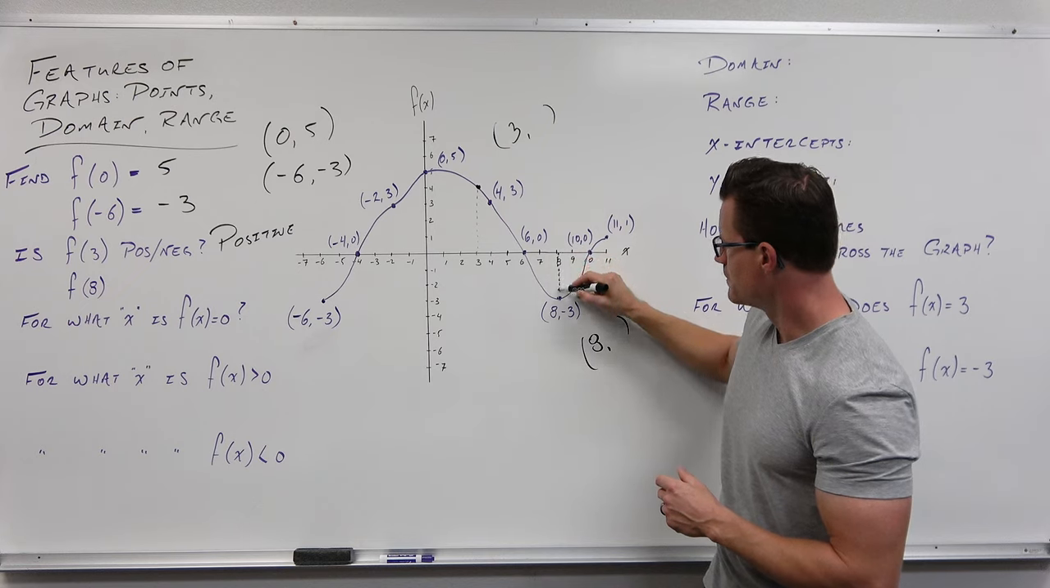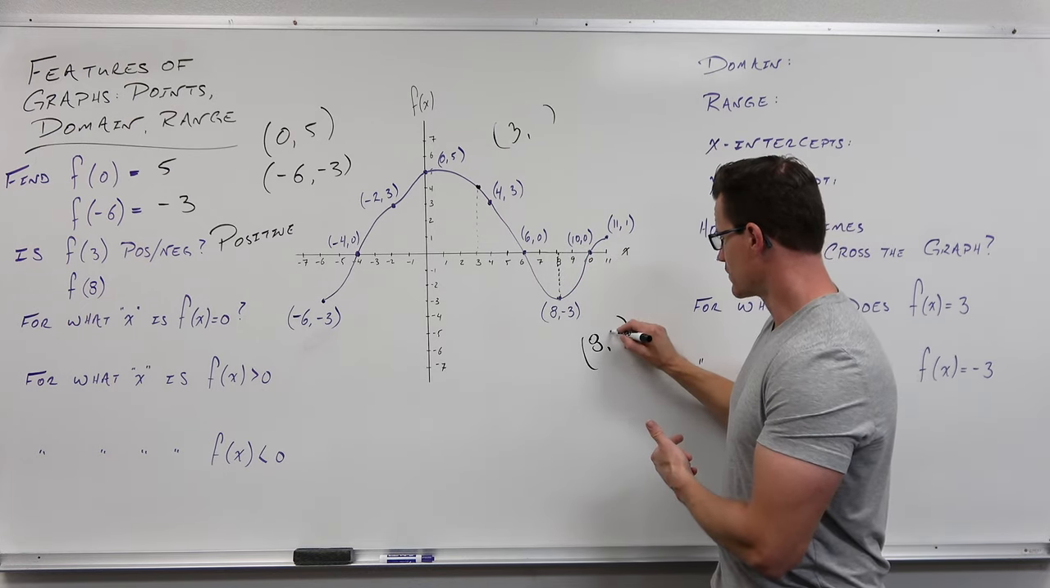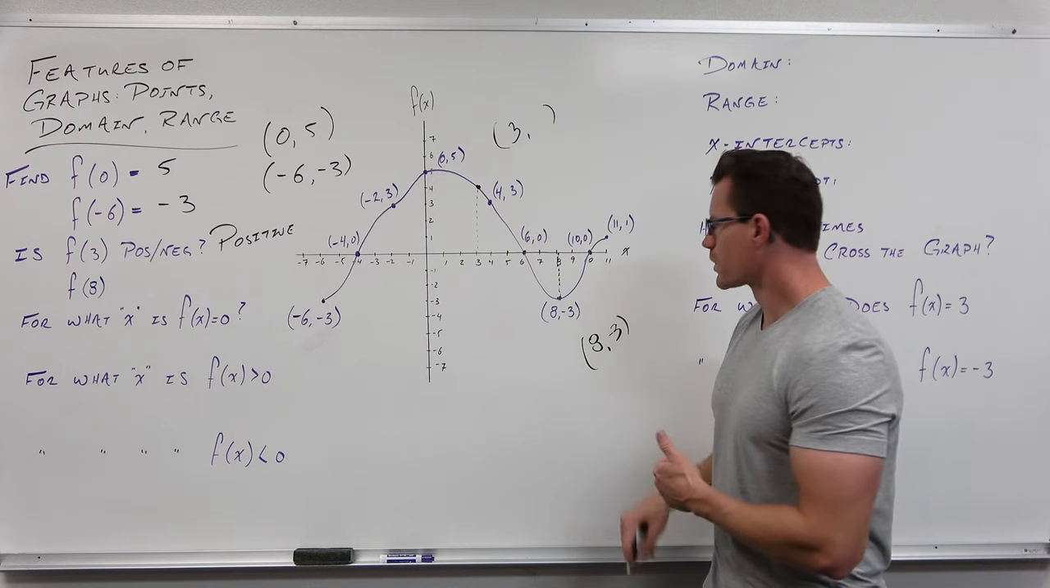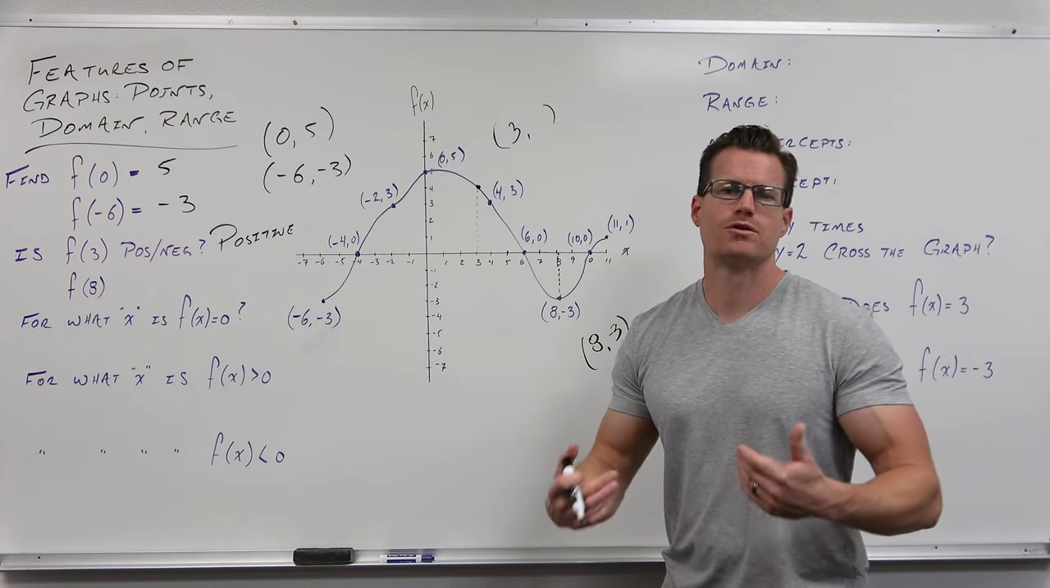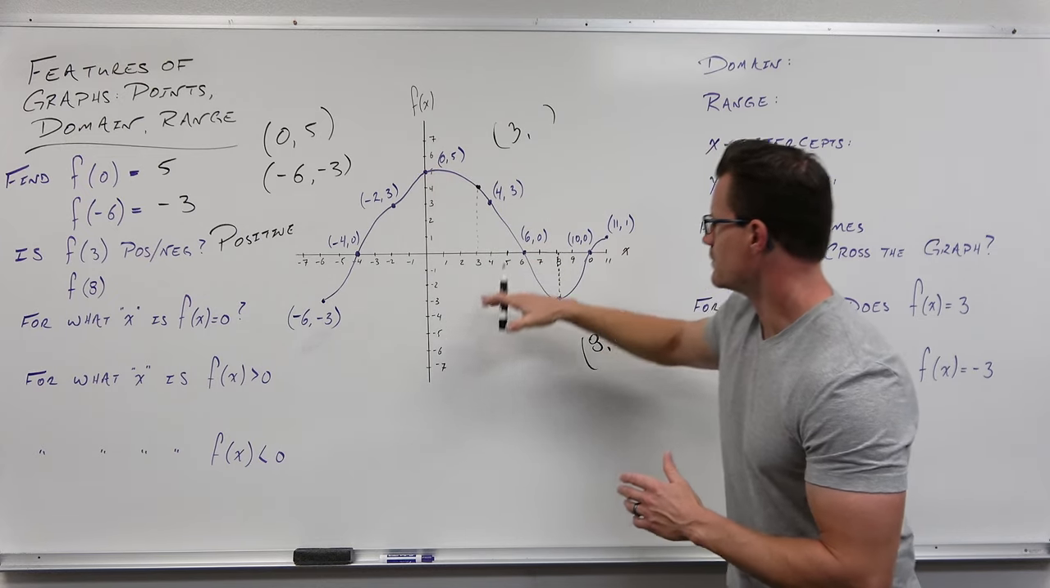Here is 8 comma negative 3. We go, oh, all right, well, I could actually fill that point in. It's negative 3. It's given to me on that graph. But what we're concerned about is, is the output value positive or negative? Is it above or below the x-axis? Well, our y values are all negative here.